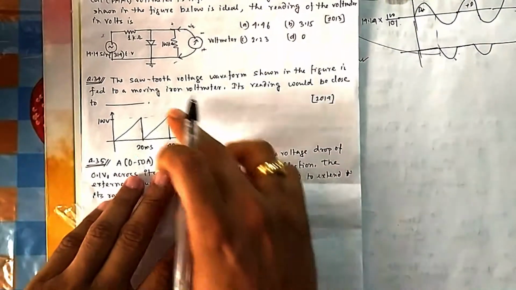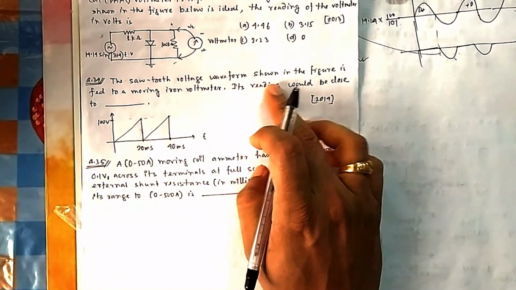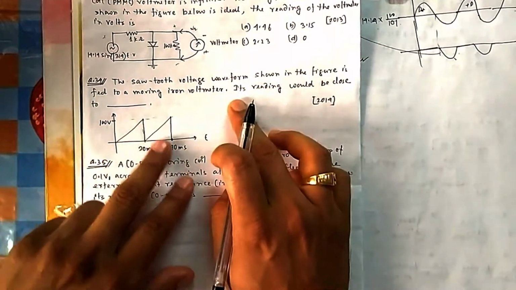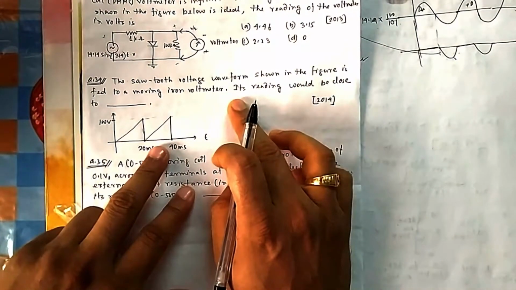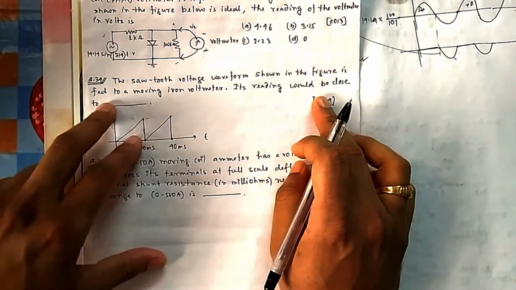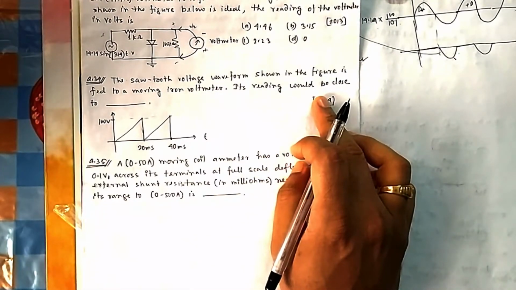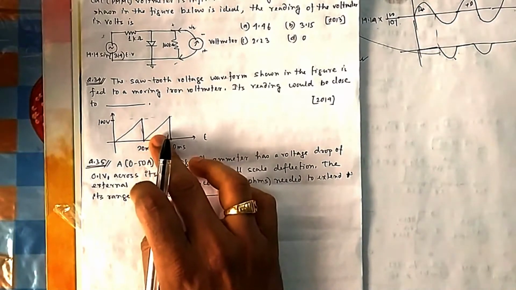Now if you come to 34, the sawtooth wave voltage waveform shown in the figure is fed to a moving iron voltmeter. The reading would be, because it is a moving iron, it will take the RMS value. That means you have to calculate the RMS value for this one.